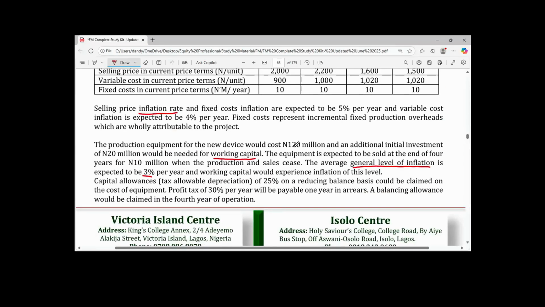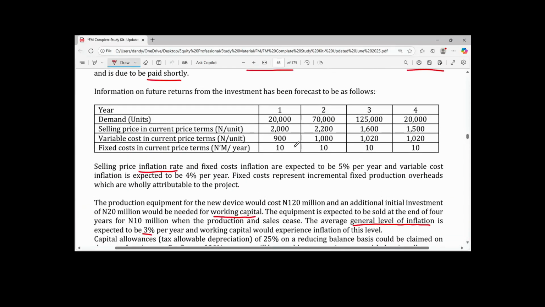We also have working capital in the question. We have selling price. That means we are going to have sales value. We have variable cost. We have fixed cost. So this is multiple. We are given multiple variables. As a result, we are going to use columnar formats to calculate our NPV, internal rate of return, and then discounted payback period. So if that is the case, let's start.